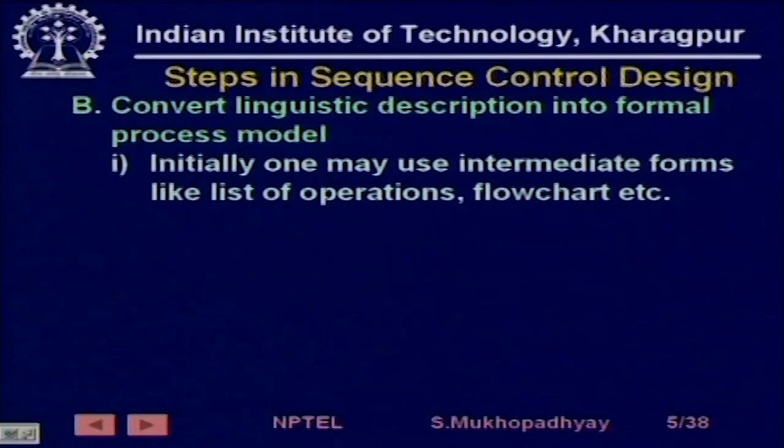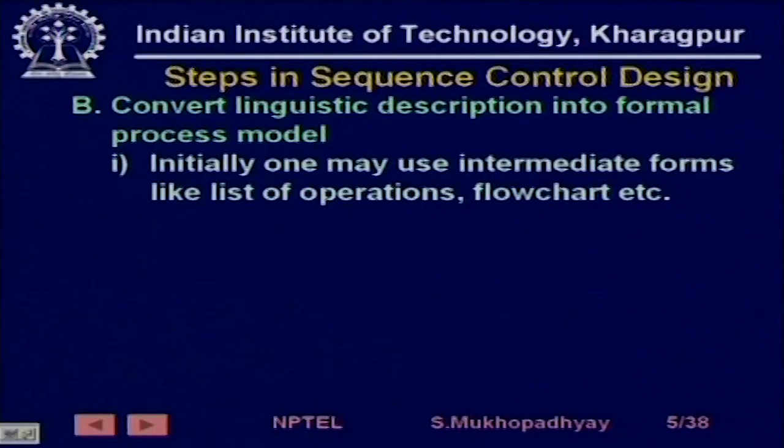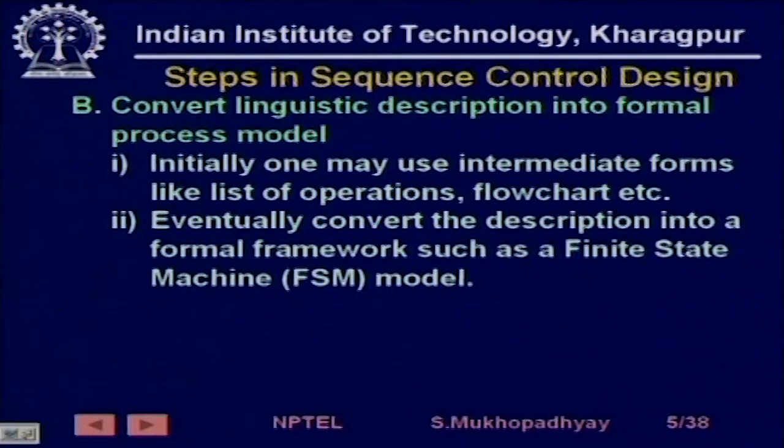And in fact, a lot of inconsistencies and ambiguities in the linguistic description actually surface at this time. Even during the process of transforming it into a formal process model, one may initially use intermediate forms like flow charts, for example. Okay? Then finally, it is prescribed that one should be able to convert it to a formal mathematical framework, something like, let us say, a finite state machine, which we will be using here. Up to this, the operations are manual.